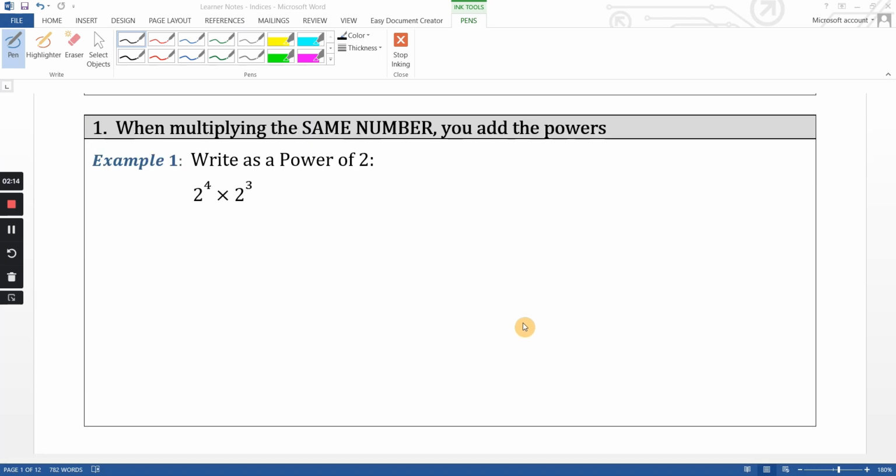Rule number 1, when multiplying the same number you add the powers. So for example, write as a power of 2, 2 to the power 4 times 2 to the power 3. I'm going to show you the long way of doing these and the quick way, which hopefully you'll do all the time. So the long way, let me show you on here.